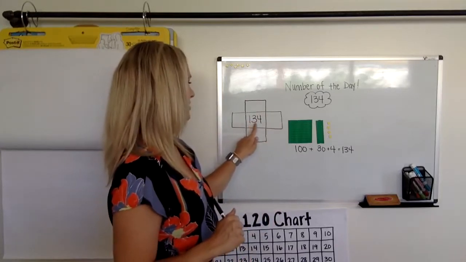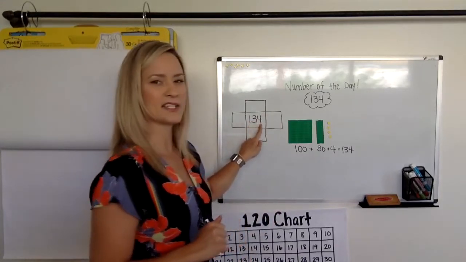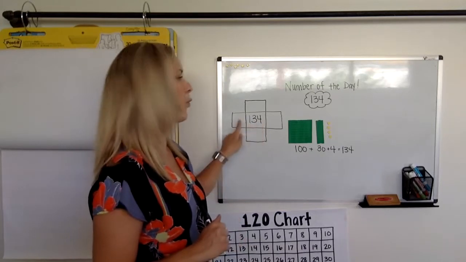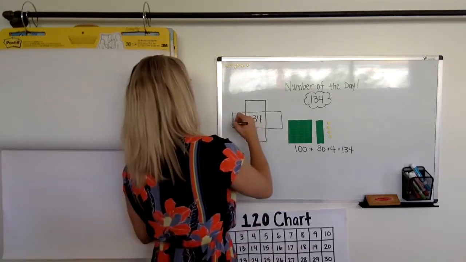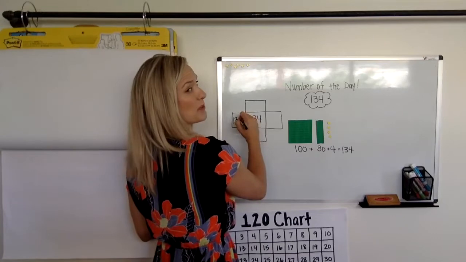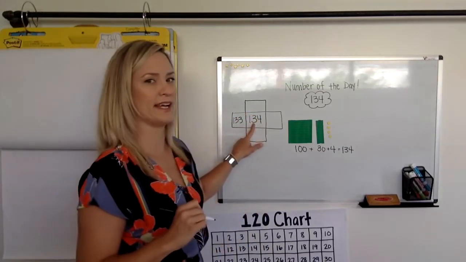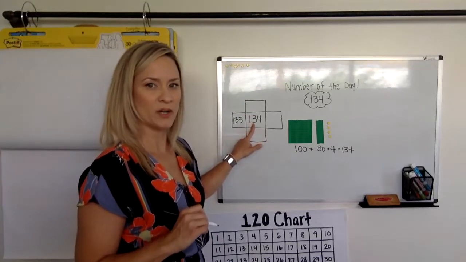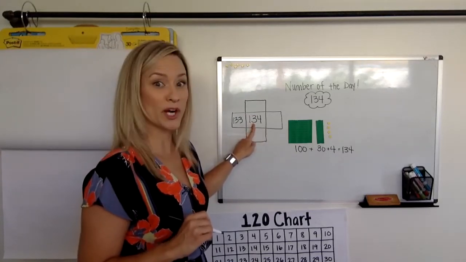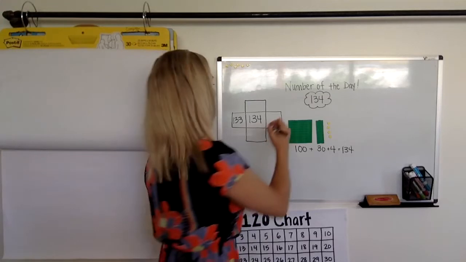So it's 134. All right, let's start with 1 less. 133. Okay, let's go with, are you ready? I want to hear it. 134. One more. That's right, it's 135.